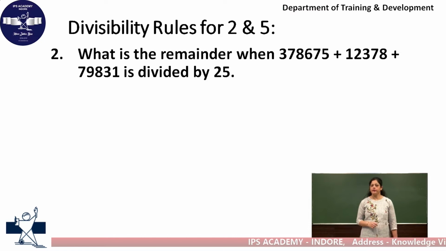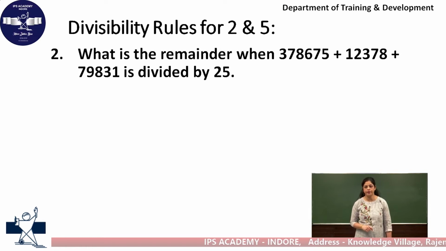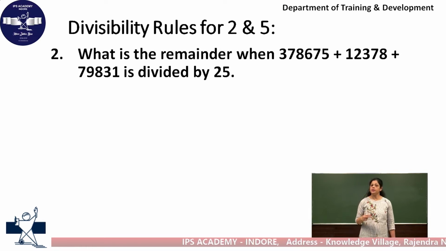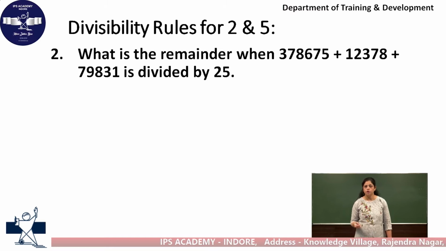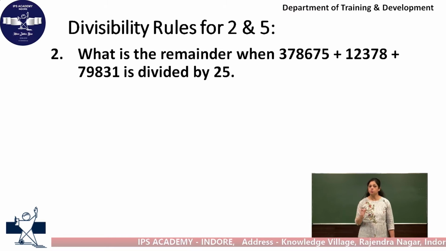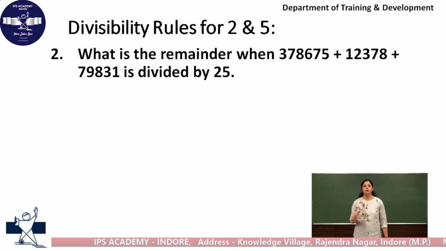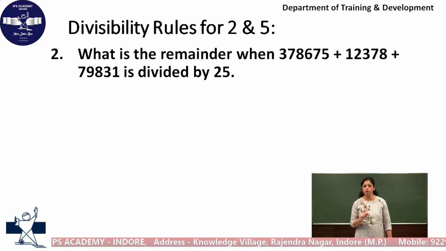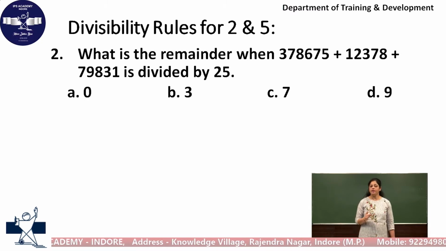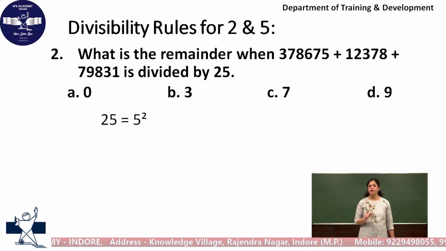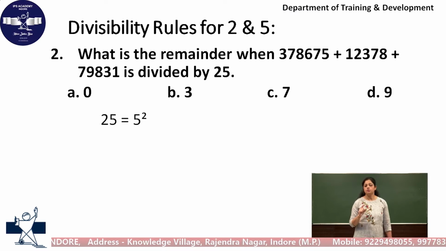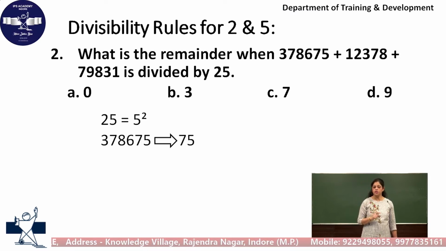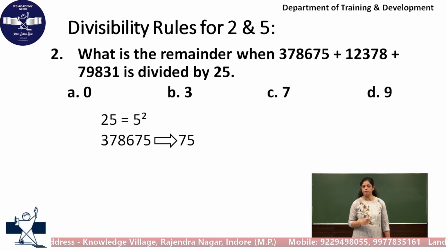So what is the remainder when this operation is divided by 25? 25 is again the second power of 5. So we are going to consider only the last 2 digits this time as well, and we are going to divide it by the divisor, not the original number. Like we are going to divide by 25, not 5. That you have to remember. 25 is the second power of 5, but we are going to divide by 25. So for the first number, we consider the last 2 digits, which is 75 divided by 25.